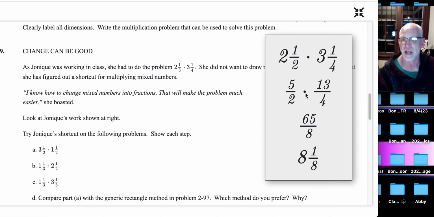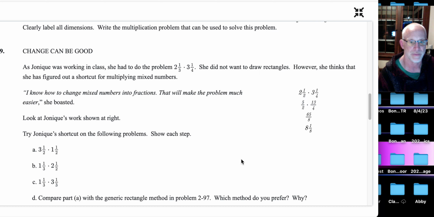She said 2 1/3 times 3 1/4 is the same as (2 times 3 plus 1) 7/3 times (4 times 3 plus 1) 13/4. She multiplied them through. She has 91/12. She knows that 12 goes into 91 7 times. That's 84, right? 12 times 7 is 84. 7 left over, denominator of 12.